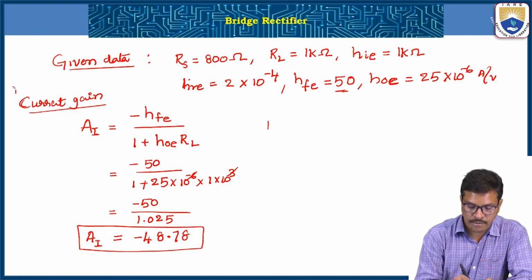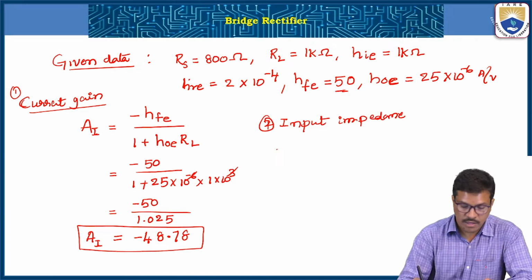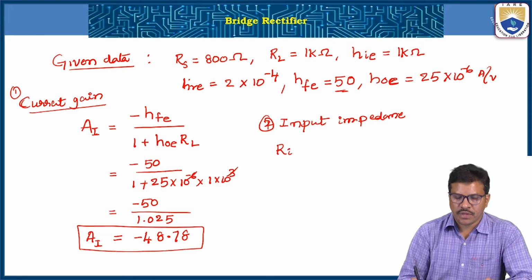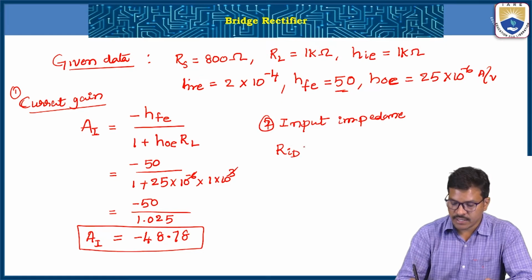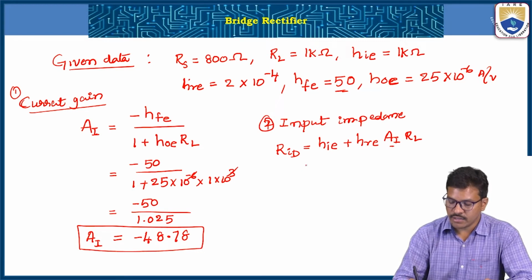Next, input impedance. The input impedance formula: actually, the input impedance Ri for the device is hie plus hre times current gain Ai times RL. We already calculated the current gain Ai, so we can substitute that current gain into this input impedance.